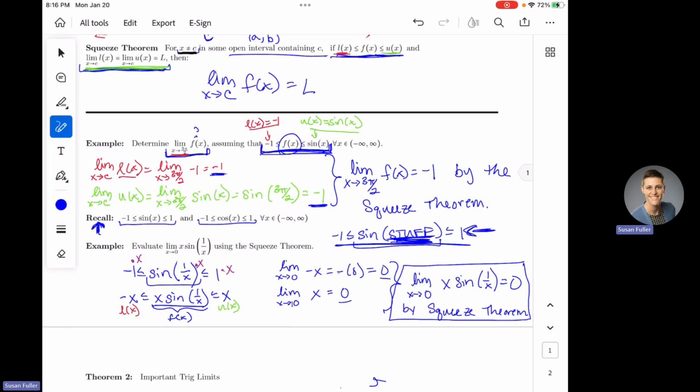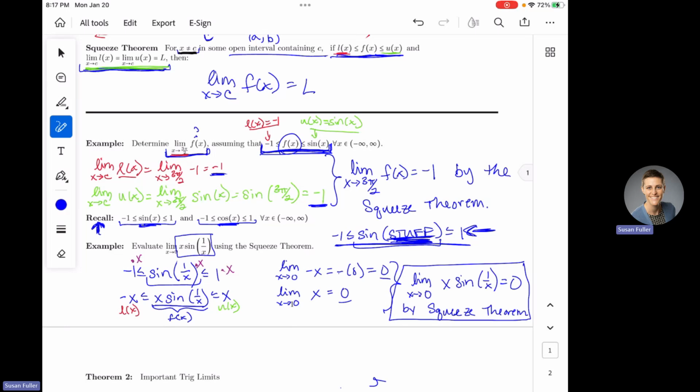If you are not given upper and lower functions to set up those inequalities, what I want you to do is take the sine of your stuff or the cosine of your stuff that's in your function and stick it between -1 and 1. And then I want you to take everything here and add, subtract, multiply, or divide by whatever you need to do to turn the sine of your stuff or the cosine of your stuff into your entire function f of x.